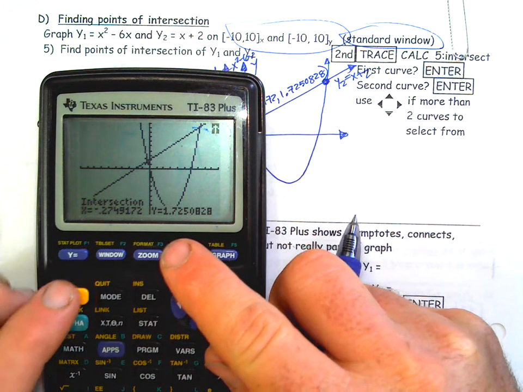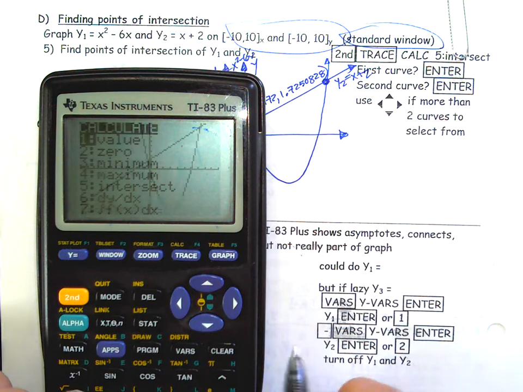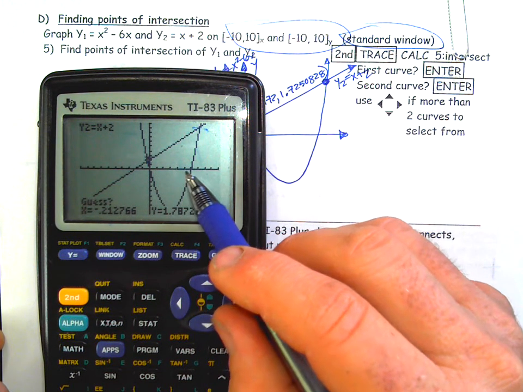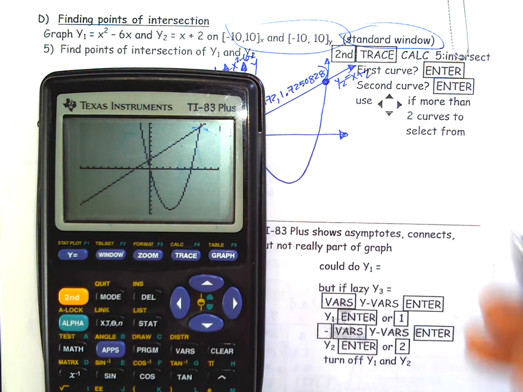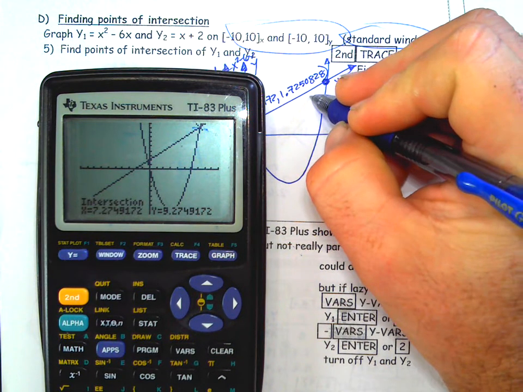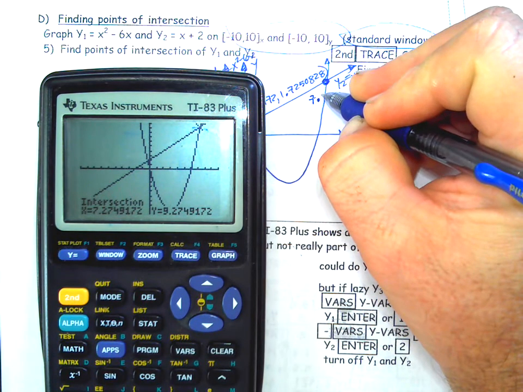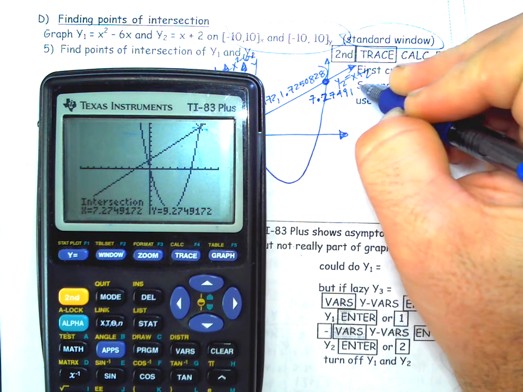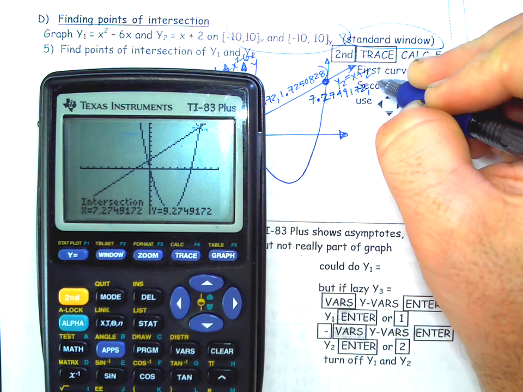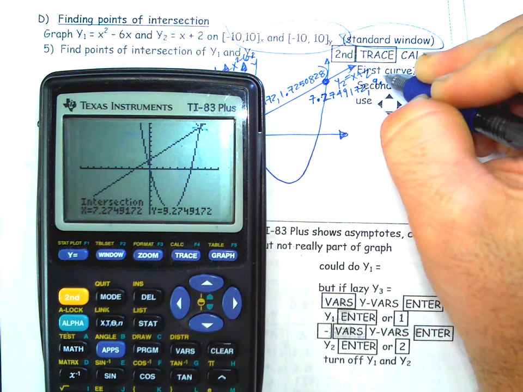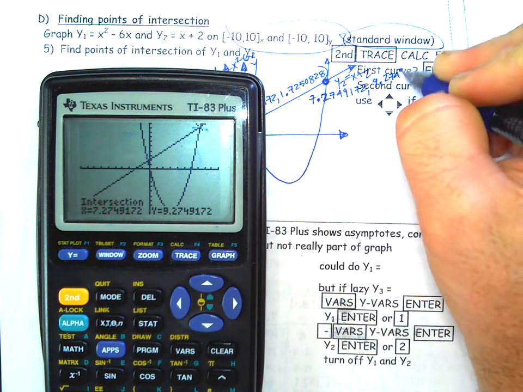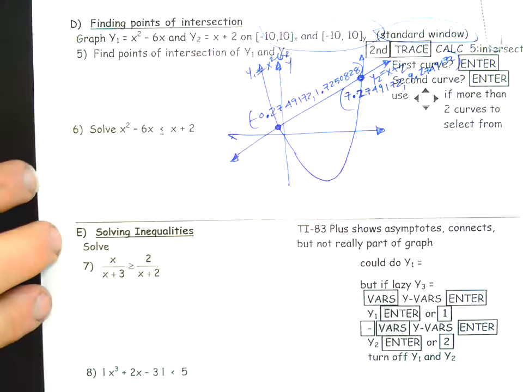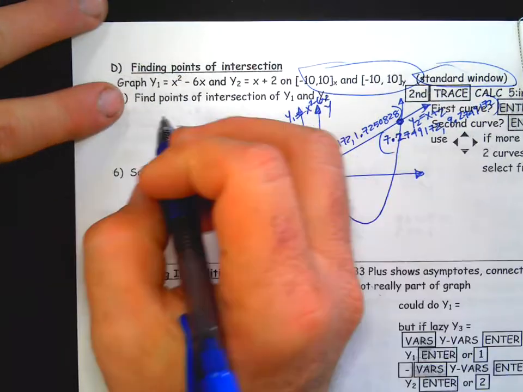Second calculate, number 5, intersect, first curve, second curve. This one looks like it's around 1, 2, 3, 4, 5, 6, 7. That's quicker than moving the cursor over. 7.2749172, comma 9.2749172.